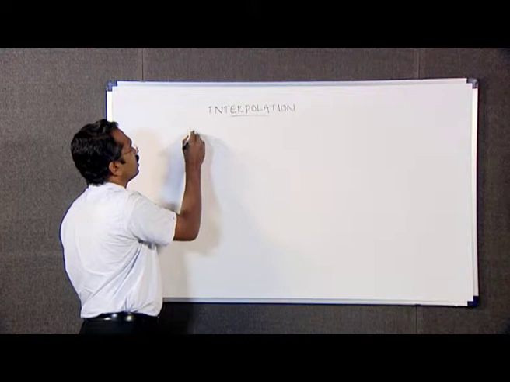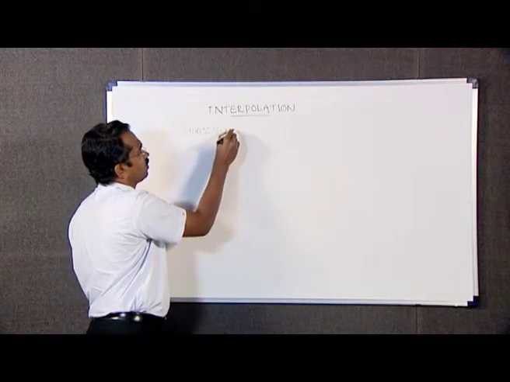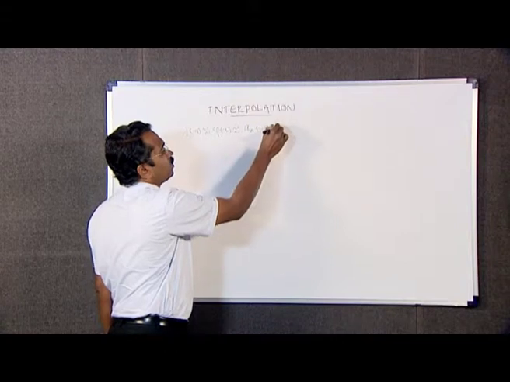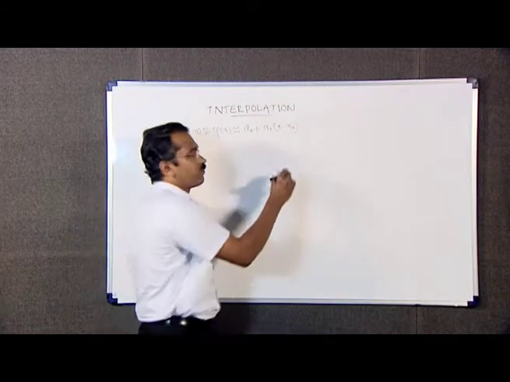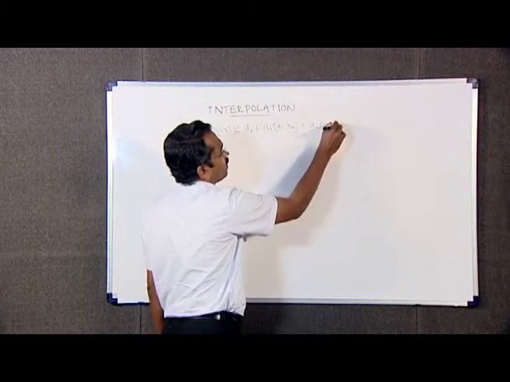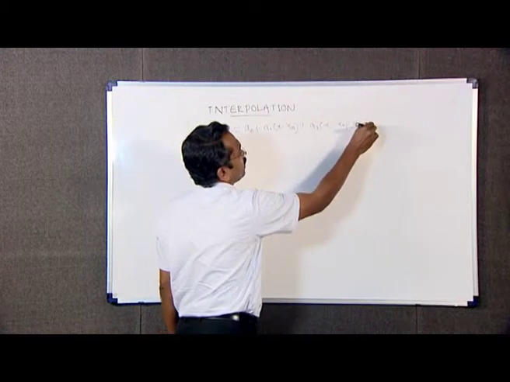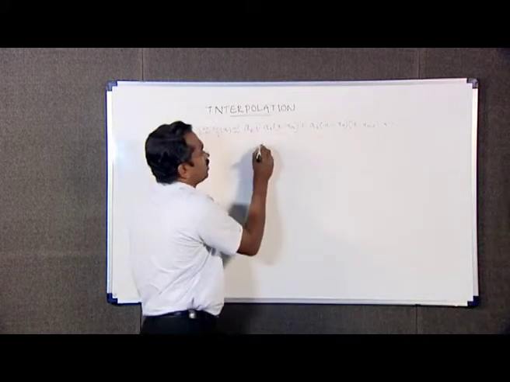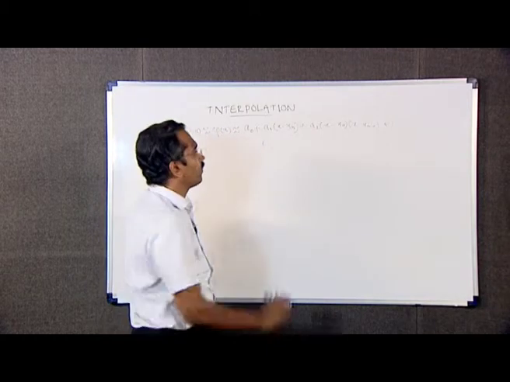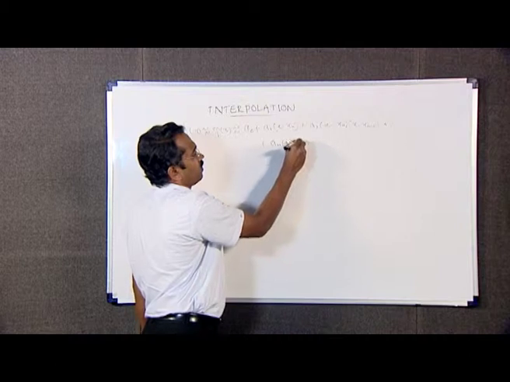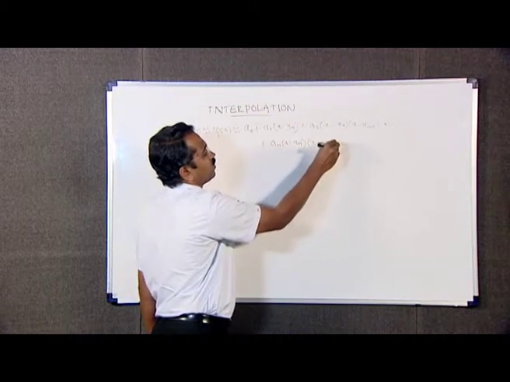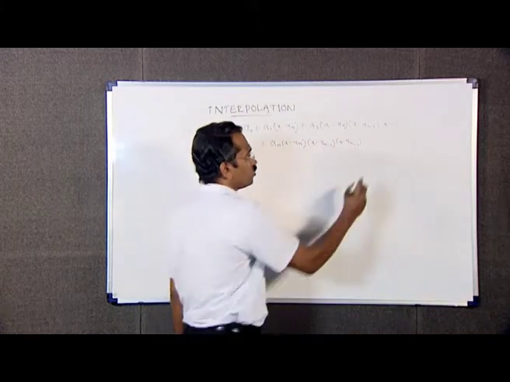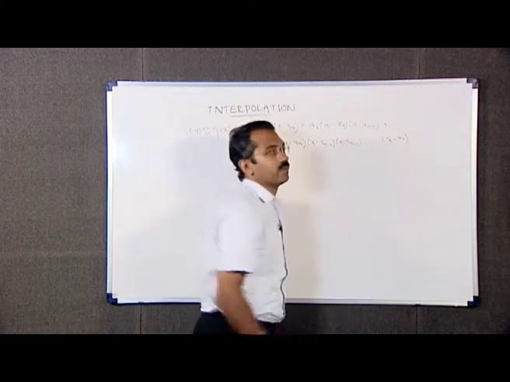f of x is approximately equal to phi of x, which is equal to a0 plus a1 into x minus xn, plus a2 into x minus xn into x minus xn minus 1, plus etc., plus an into x minus xn into x minus xn minus 1 into x minus xn minus 2 into etc., x minus x2 into x minus x1.